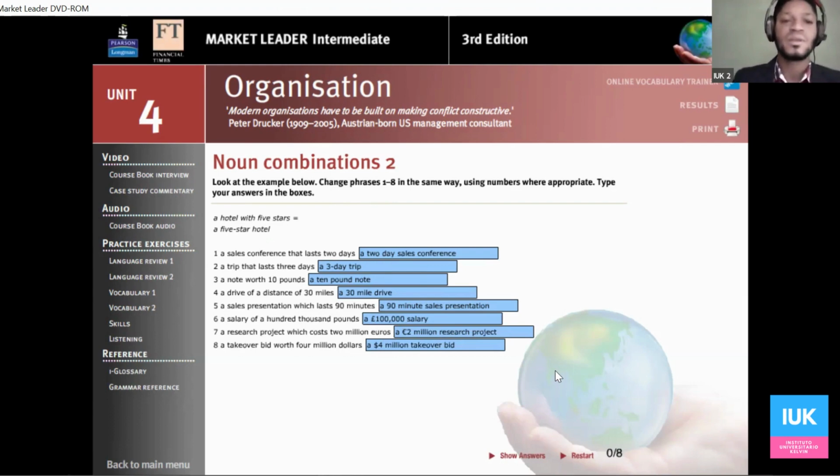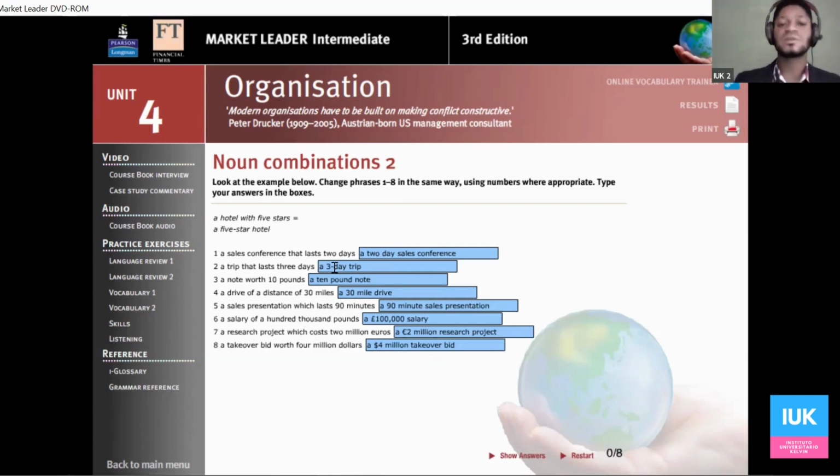Okay, so why use numbers? Well, you use numbers where you have specific measurement points. Money is usually measured in numeric terms. Distance or miles are usually measured in numeric terms. The length of trips will usually be expected to be measured in numeric terms.